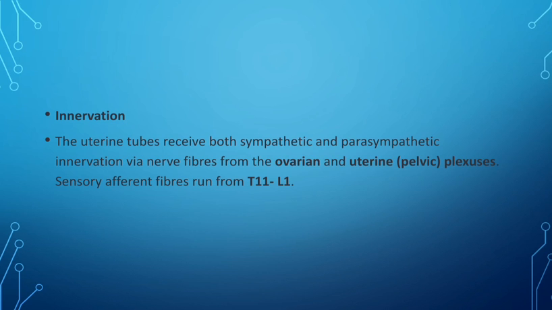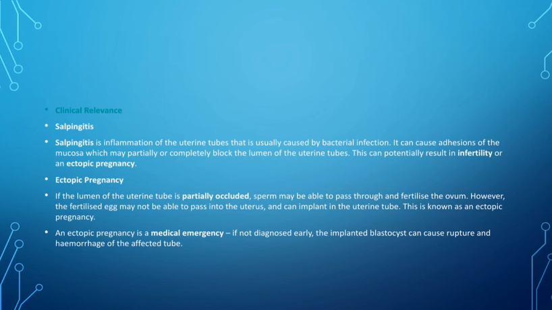Innervation. The uterine tubes receive both sympathetic and the parasympathetic innervation via the nerve fibers from the ovarian and the uterine plexus. Sensory afferent fibers run from T11 to L1.